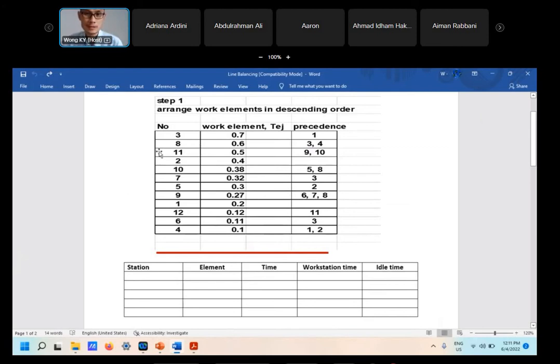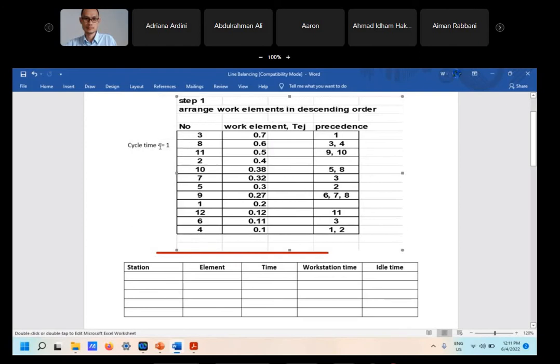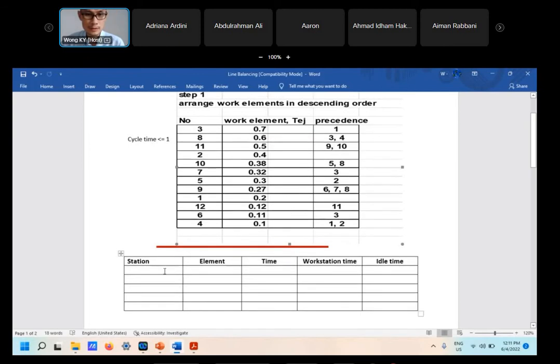I already arranged the elements in descending order. And remember the cycle time: it has to be smaller than or equal to 1 minute. So what we do is we start with the first workstation, and then start to assign the elements to the first workstation.